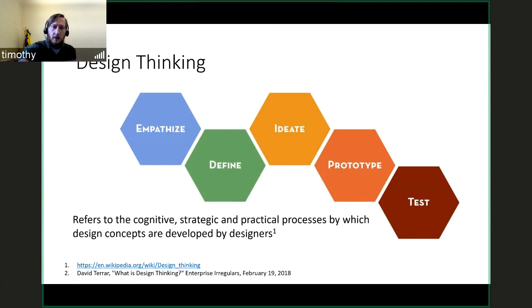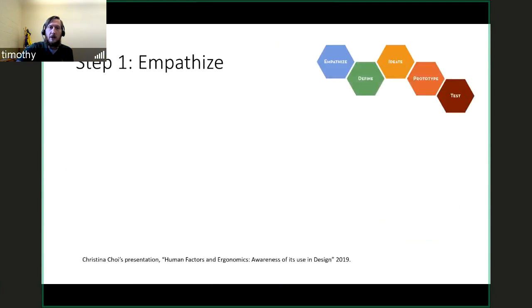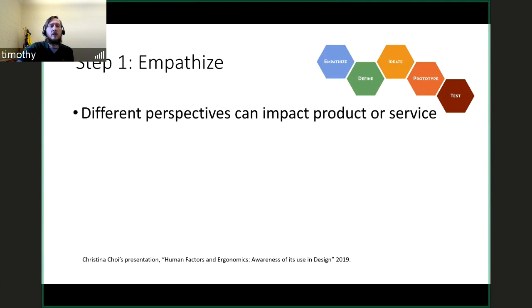So, design thinking. We go through empathize, define, ideate, prototype, and test. And then you circle back to the beginning again. This was first articulated in the 1960s, and it became mainstream in about 91, and Stanford's teaching in 2005. So, empathize. The first thing you need to do is empathize with something. Different perspectives can impact product or services differently.